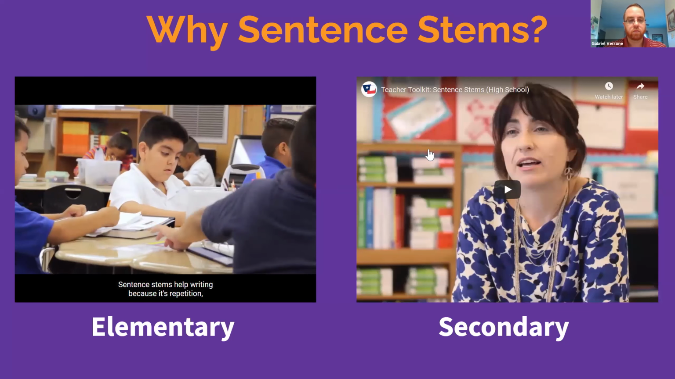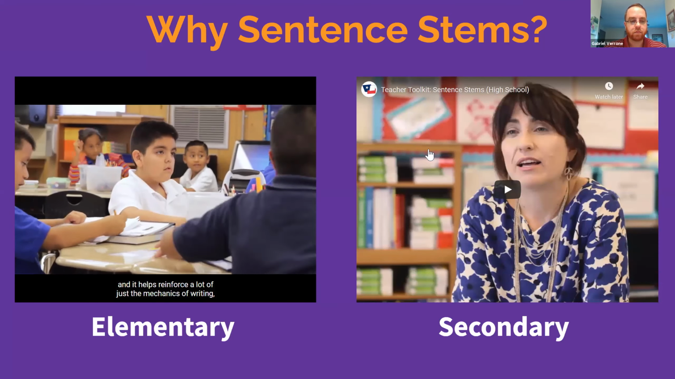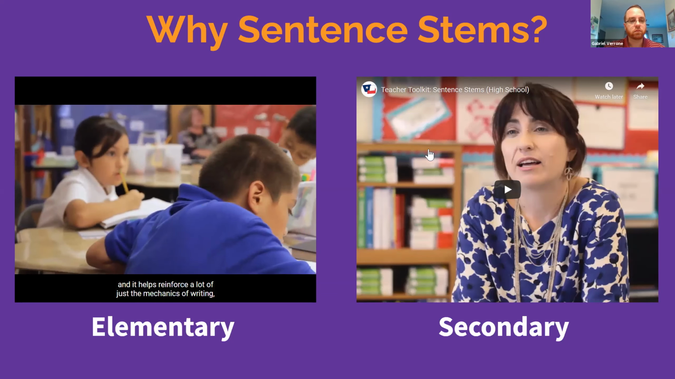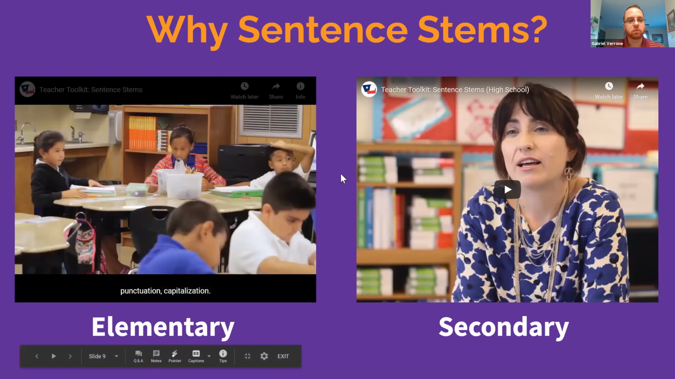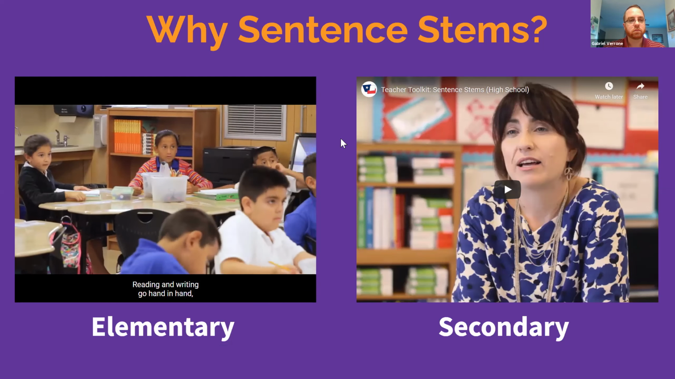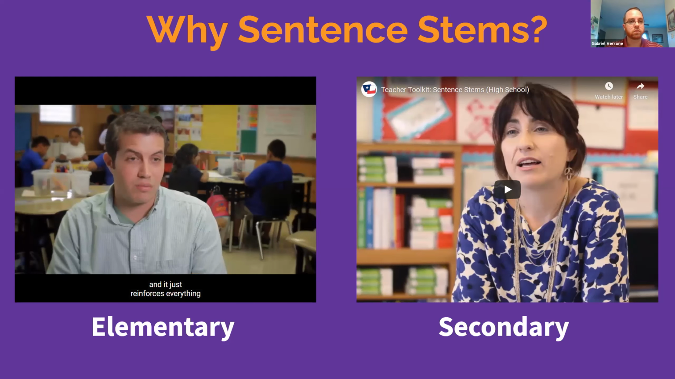Sentence stems help writing because it's repetition, and it helps reinforce a lot of just the mechanics of writing, punctuation, capitalization. Plus, it's another way for the kids to organize their thinking. Reading and writing go hand in hand, and it just reinforces everything that we need to teach the kids.